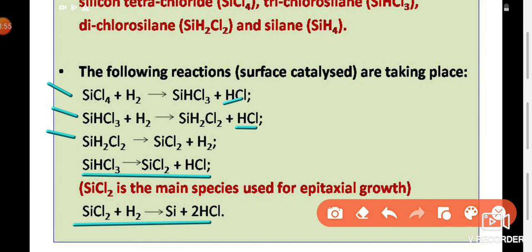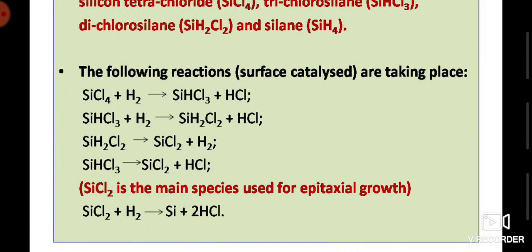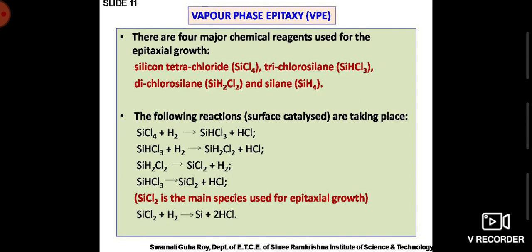So remember all these equations. You should write down all these equations on your copy, and also note the names of the chemical reagents that I told you, which are particularly involved in the vapor phase epitaxy process. Up to this, after listening to all about vapor phase epitaxy, try to write down a short note on your copy by your own.